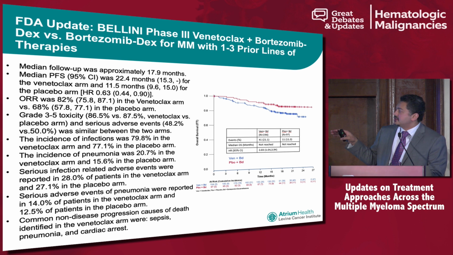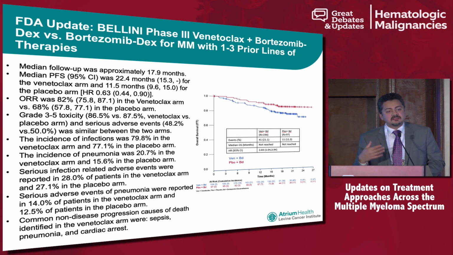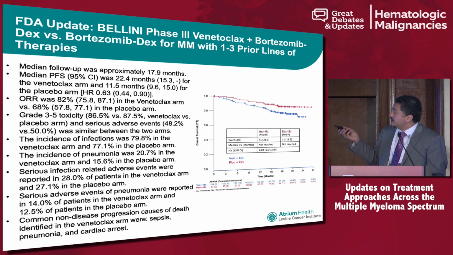There seemingly isn't a lot of difference in the specific SAEs, serious adverse events, grade 3 to 4. But the number of patients who died on the study, that's the figure on the right, the Kaplan-Meier curve you're seeing. The red one is the placebo arm. The blue one is the venetoclax bortezomib dexamethasone arm.